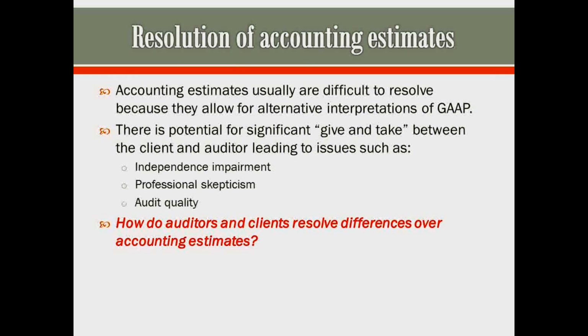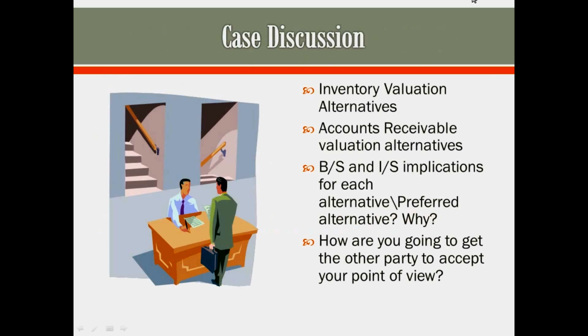So how do auditors and clients resolve their differences over accounting estimates? You're going to tell me how they do that, because you're going to break into teams and you're going to resolve the two issues in the case. So the case involves two issues: the inventory valuation issue, obsolescence, and accounts receivable valuation alternative related to the allowance for doubtful accounts. Both of these have balance sheet and income statement implications, so there's financial statement implications.